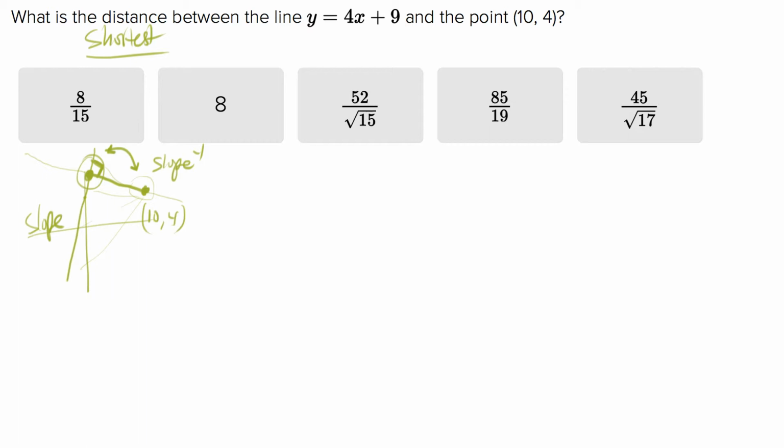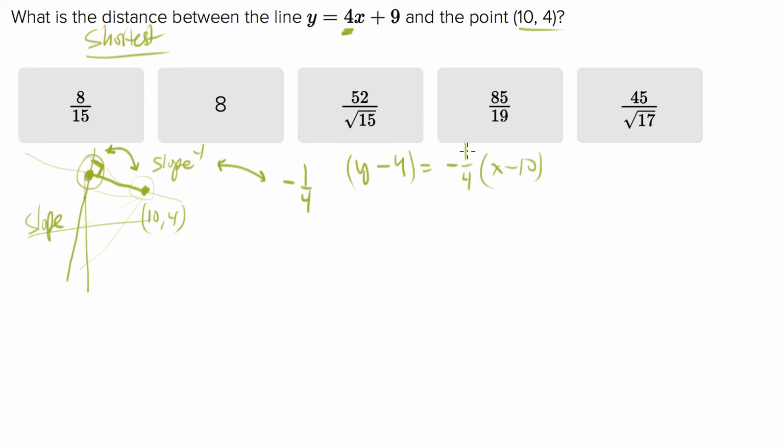So first of all, the slope of the original line is 4. So the slope of the new line will be the inverse of that, which will be negative 1/4. That's your inverse slope. Now I'm going to use point slope form. I'm going to use the coordinate (10, 4) to generate a line. So you can generate a new equation, which is y minus 4 equals negative 1/4 times (x minus 10). Right, so I took y minus the y-coordinate equals slope times x minus the x-coordinate. That's point slope form.